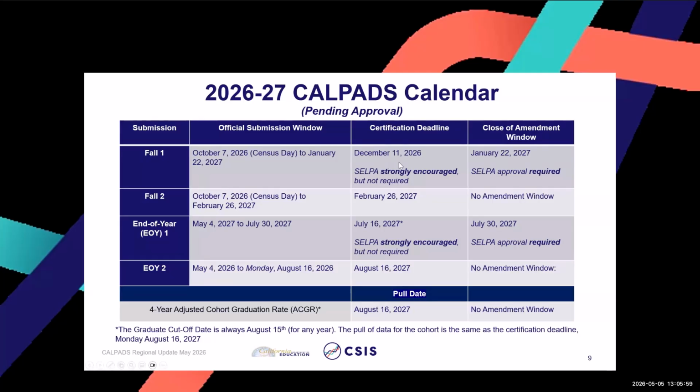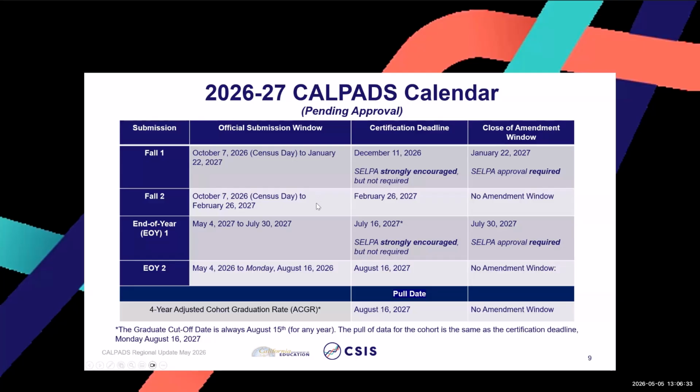Fall 1 has an initial certification deadline of December 11th, 2026. This is the date by which LEA approval is required and SELPA approval is strongly encouraged. There's then an amendment window, and the final deadline for Fall 1 will be January 22nd, 2027. And that is the final deadline date by which certification is required. Certification is LEA and SELPA approval. So both LEA and SELPA approval will be required by January 22nd, 2027 for the Fall 1 data collection next academic year.